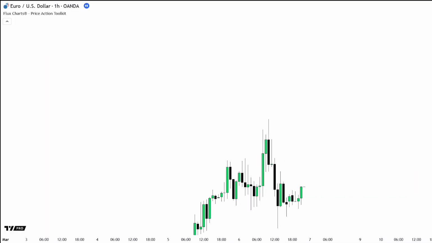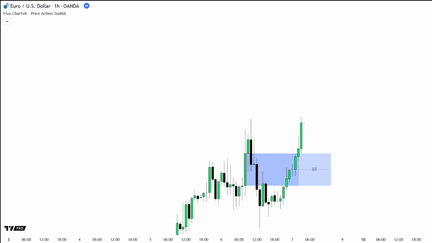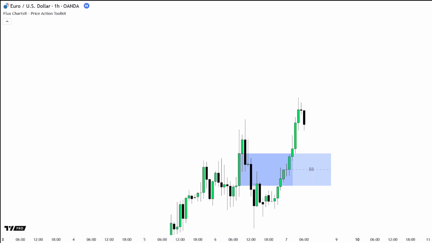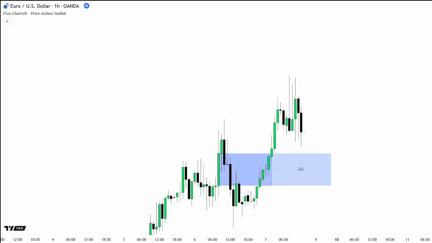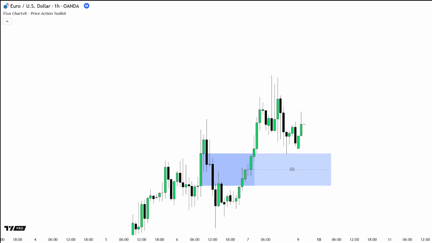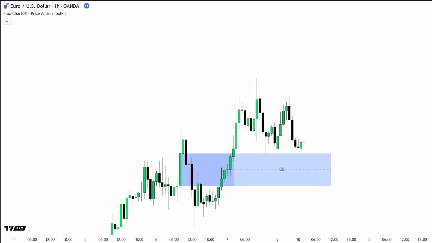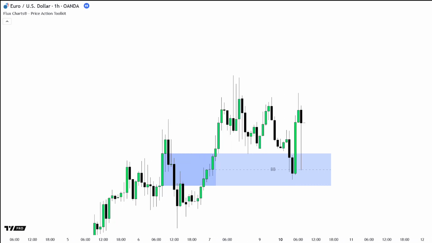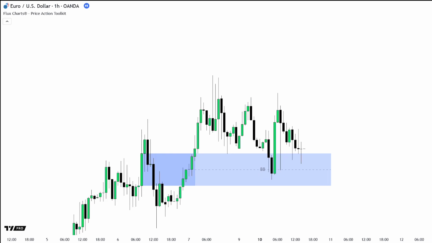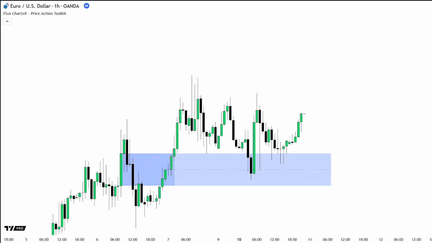Here's the mistake most traders make. They place their trades at regular support or resistance zones, but they don't check if the market has already invalidated those zones. This indicator highlights breaker blocks for you, so you always know when a key level is no longer valid. That way you trade with the banks, not against them.